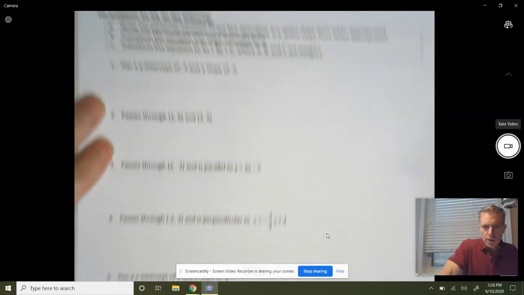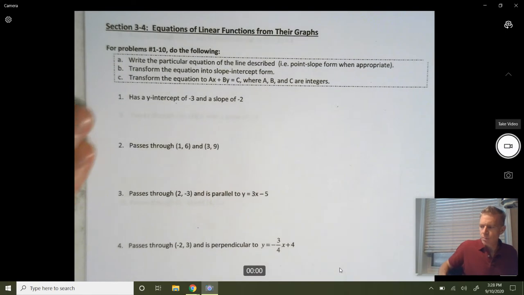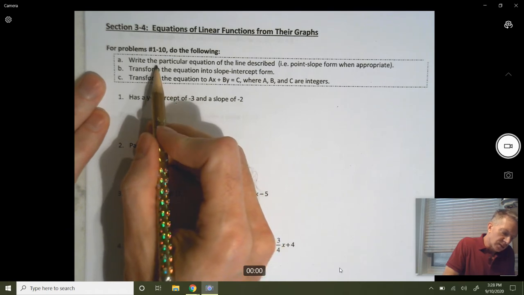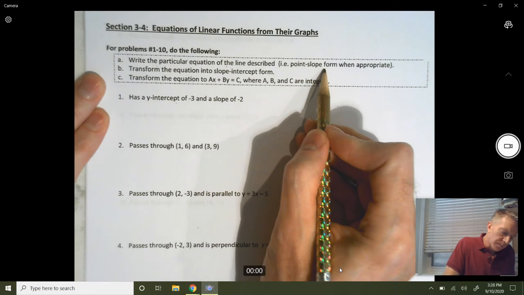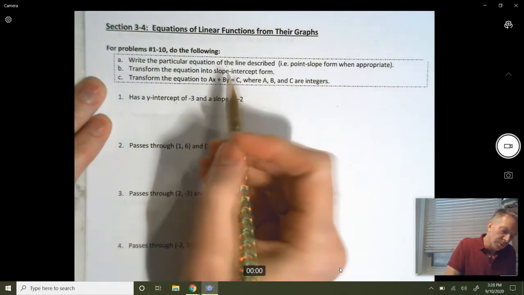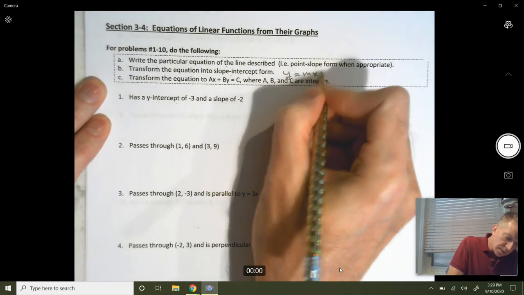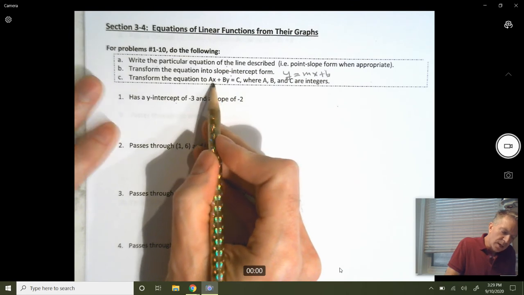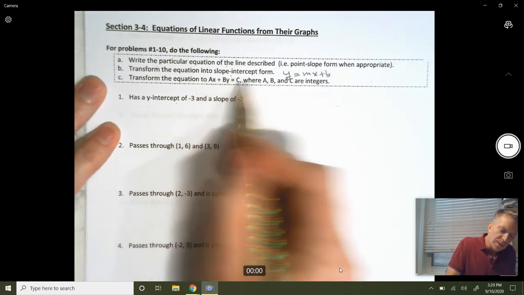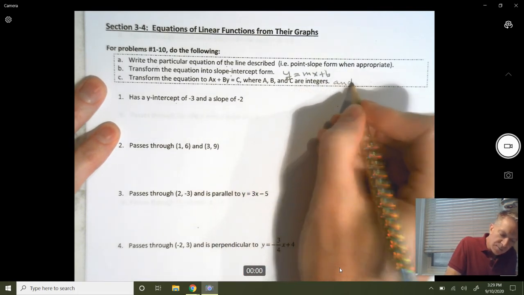All right, so continuing 3, 4, here's the second part of the video where we're going to go through some problems. We're going to do all three things. A, write the particular equation of the line described, point slope form where appropriate. Then we're going to transform to slope intercept form, which is y equals mx plus b. And then transform the equation to standard form, ax plus by equals c, where a, b, and c are integers. And I'm always going to say that a is positive.